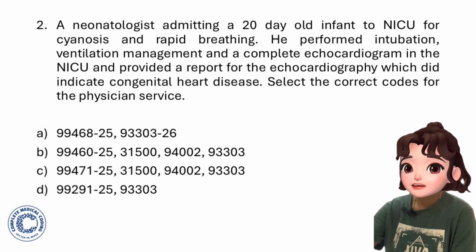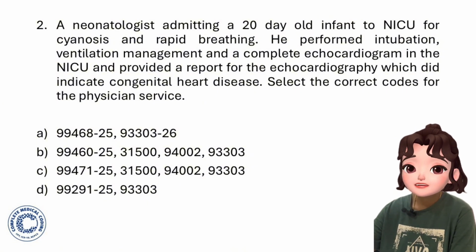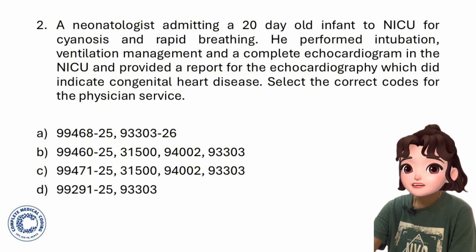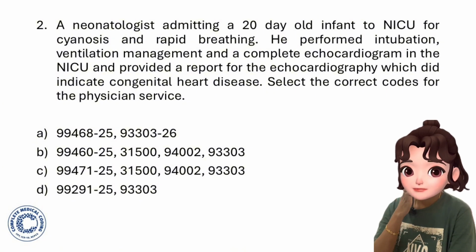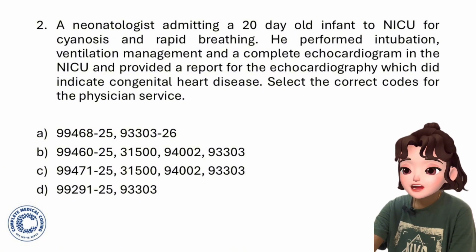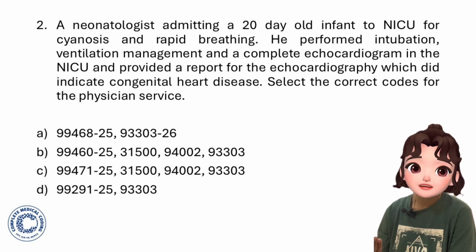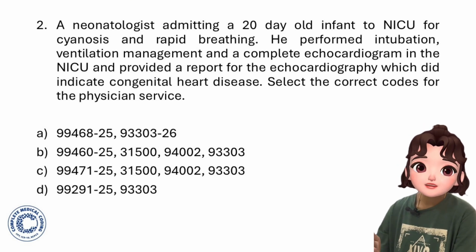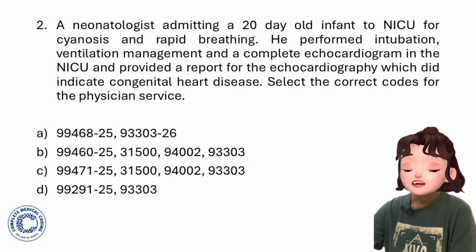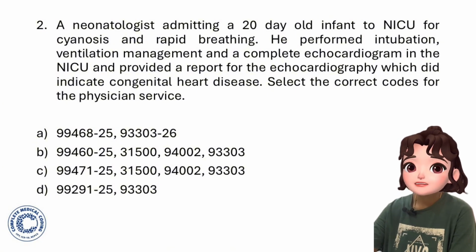And it is appended with modifier 25. What is modifier 25? Modifier 25 is a significantly identifiable E&M service provided by the same physician on the same day as another procedure or service. Why do we append modifier 25? Because echocardiography is also carried out here. Echocardiography, ventilation management, intubation, everything is carried out. Along with the NICU care, he did echocardiography also, an additional procedure. So you cannot say additional procedure. What do you call it? Separately identifiable E&M service.